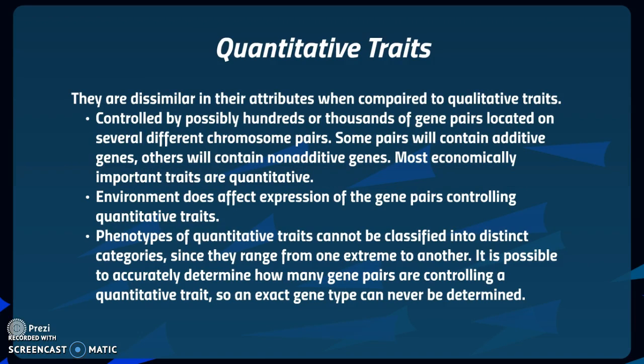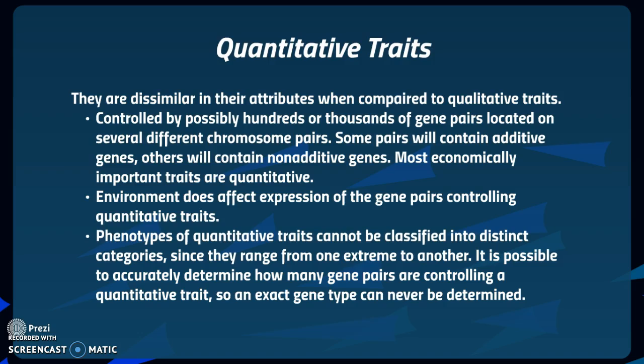Quantitative traits. They are dissimilar in their attributes when compared to qualitative traits. They are controlled by possibly hundreds or thousands of gene pairs located on several different chromosome pairs. Some pairs will contain additive genes, others will contain non-additive genes. Most economically important traits are quantitative.